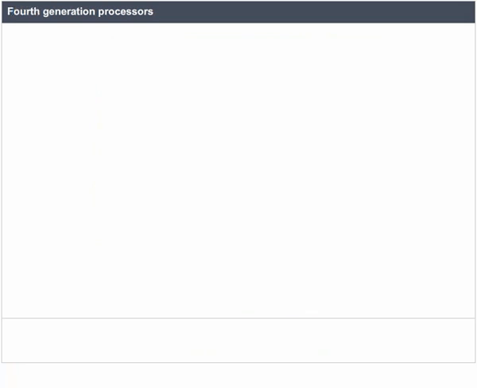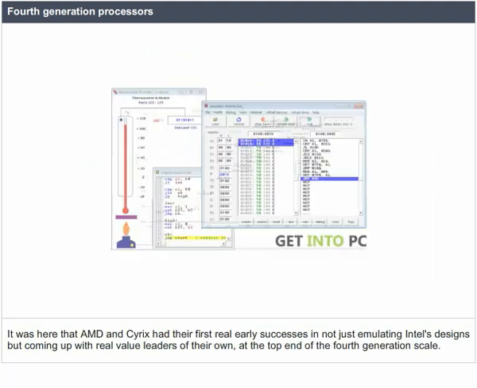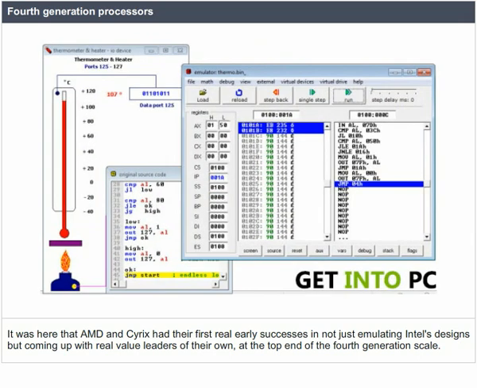80386SX. Fourth-generation processors. The fourth-generation processors saw rapid growth in the CPU's power and capabilities, and the introduction of several new technologies as well. It was here that AMD and Cyrix had their first real early successes in not just emulating Intel's designs, but coming up with real value leaders of their own at the top end of the fourth-generation scale.